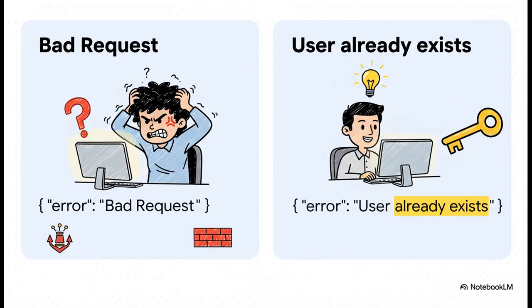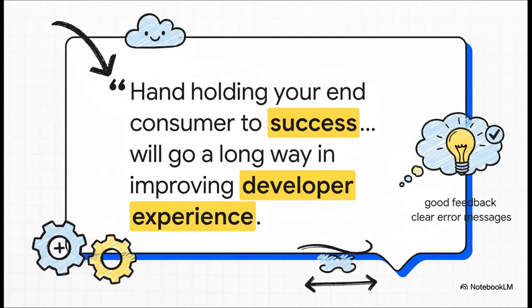But an error that tells you why something failed, like "user already exists," well, that turns a moment of frustration into a clear path forward for the developer. Yeah, this quote from Swagger's guide on API design just nails it, doesn't it? Your goal is to help the developer using your API succeed. And good feedback, especially through clear, helpful error messages, is one of the absolute best ways to do that.